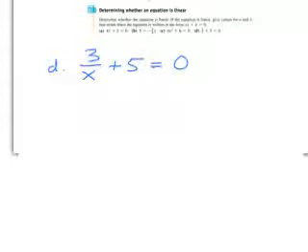Letter d, 3 divided by x plus 5 equals 0. Well, you can't have x in the denominator for it to be a linear equation, so it's not a linear equation.